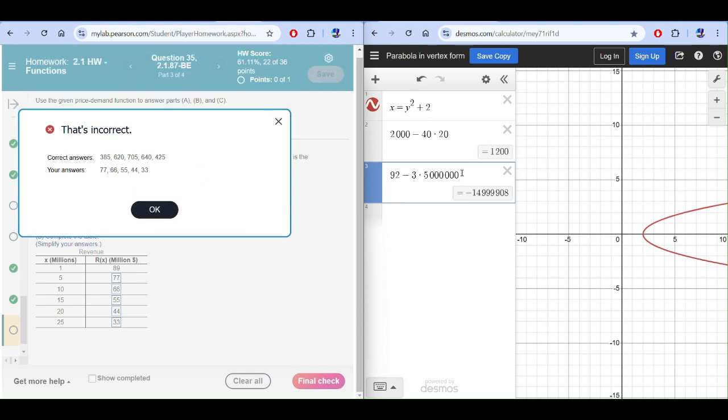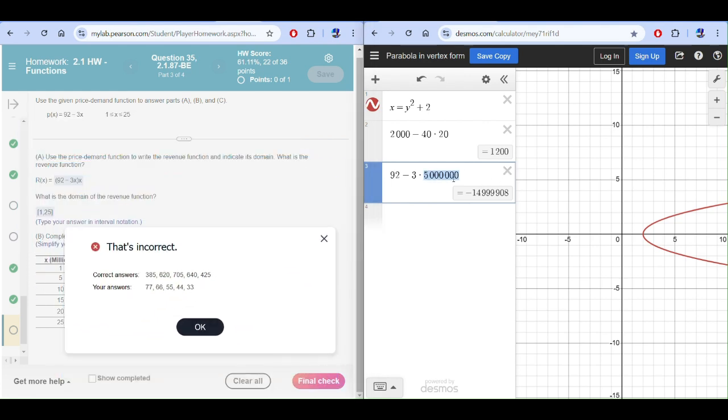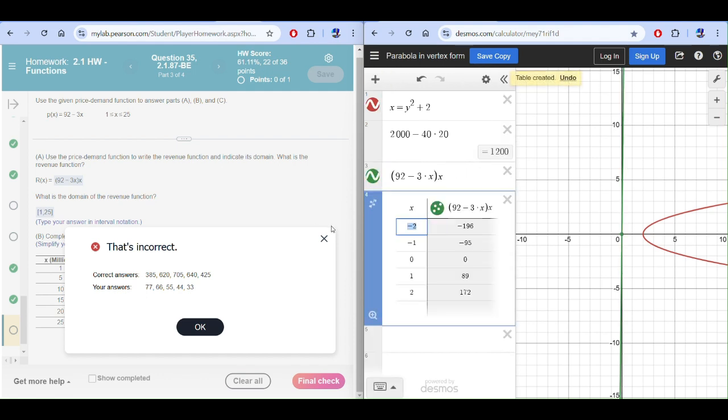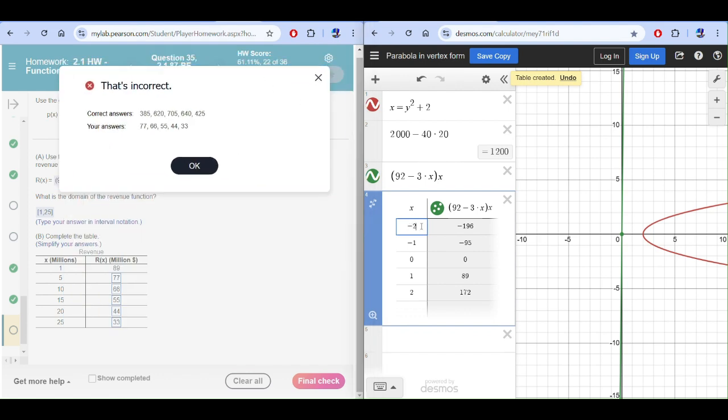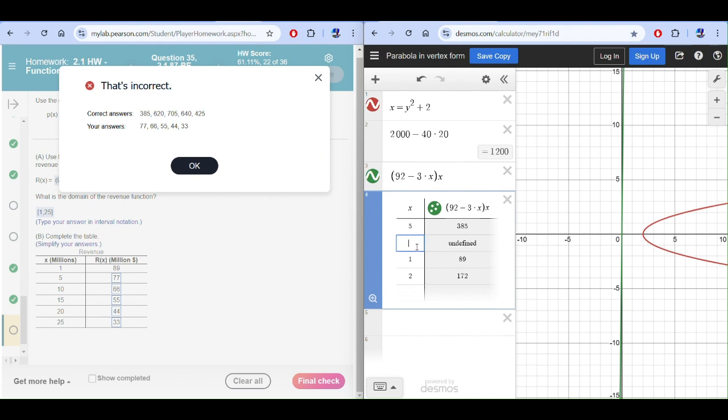Revenue. Oh, this is revenue, not price. I used the wrong equation. Times x, and then I could do one of these, and I could put an x right there, and then I can go to settings, I can go to table, and now the real cool part is I can change all this. So if I just go here and type in 5, shoot, I did it in the wrong one. Should have been here, 5, 383, 385. And then the next one, which would have been 10, 620, 620. So there you go, we got it from the table.